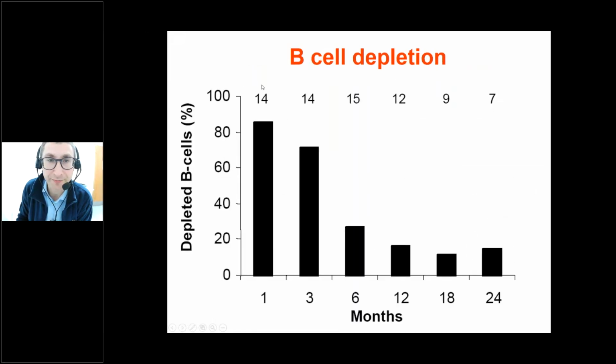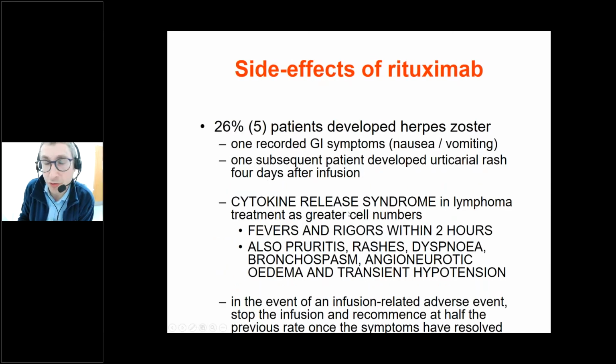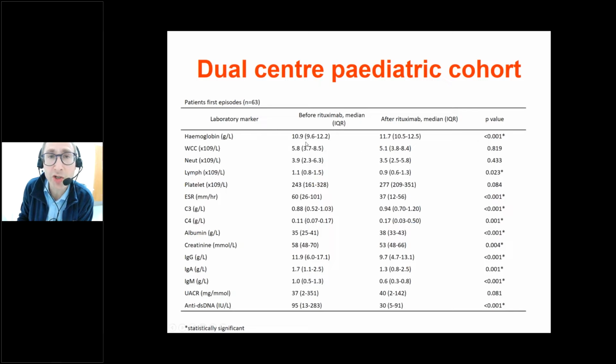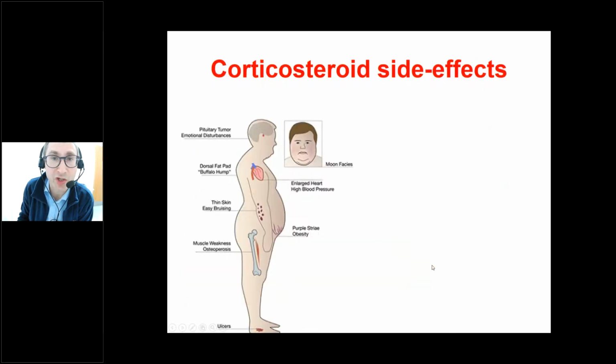What we showed is that most children showed evidence of peripheral B-cell depletion, and I think it's what happens within the kidney which is also important. Patients had clinically significant improvement in the symptoms and signs, and there were some anecdotal responses that the patients had never felt so good, although 1 in 4 developed a zoster reaction, which we have seen, and also children with shingles. We then went on to do a dual center study, where again we showed in a group of 63 children and young people, they had the same improvements that I've described.